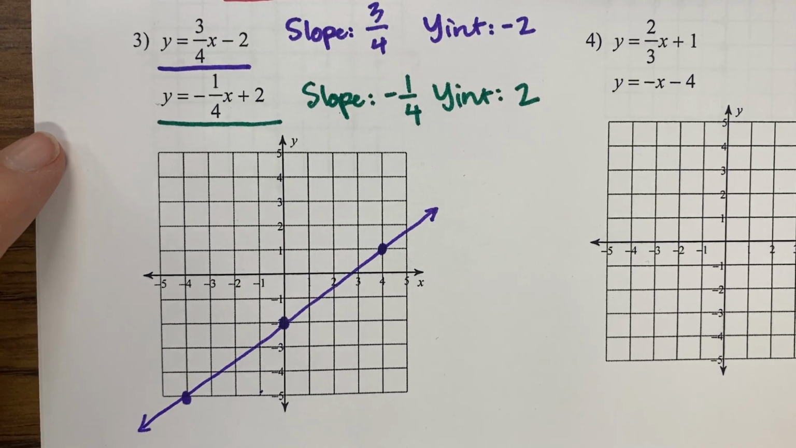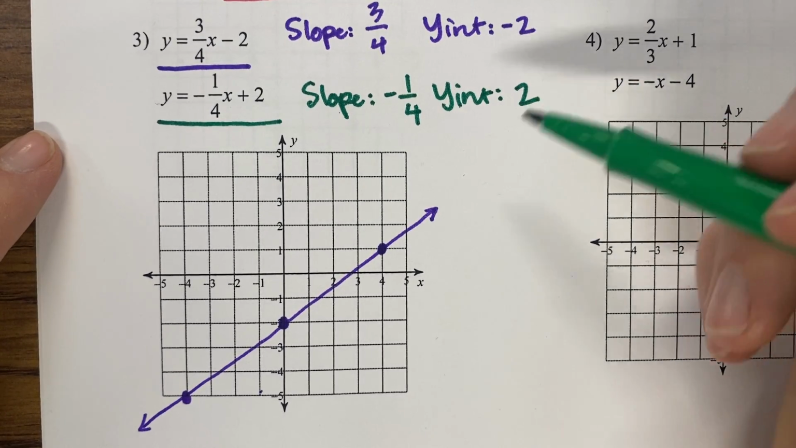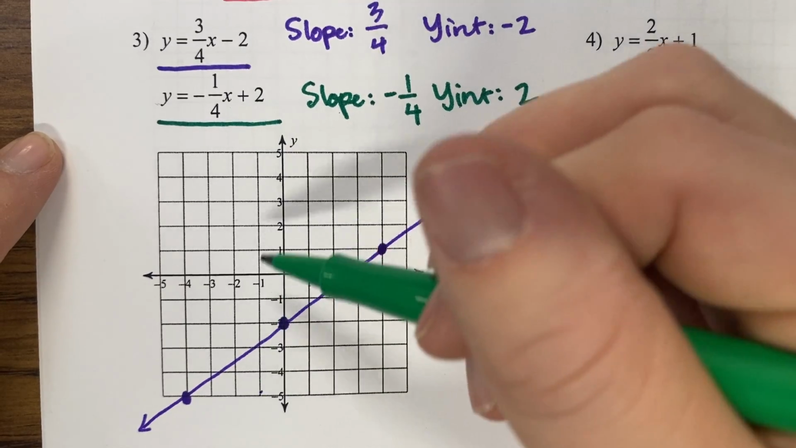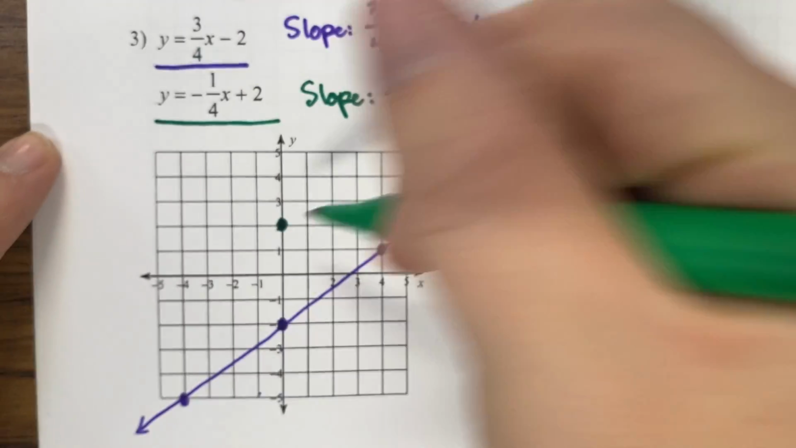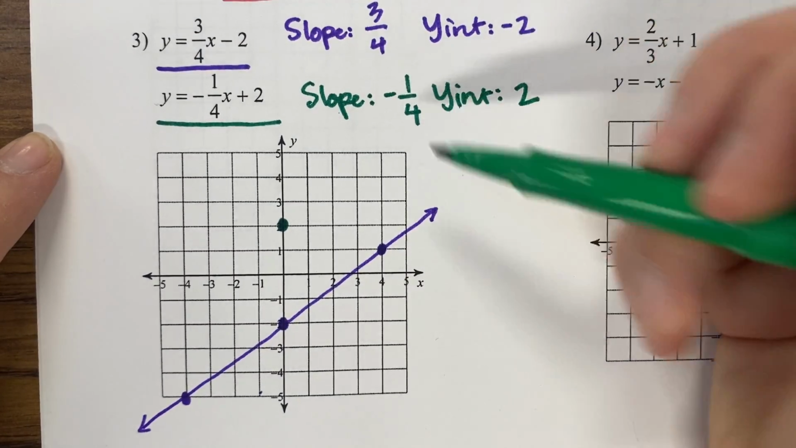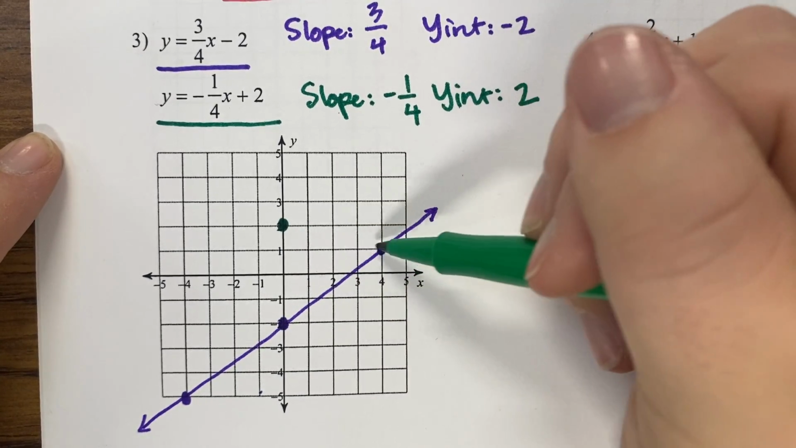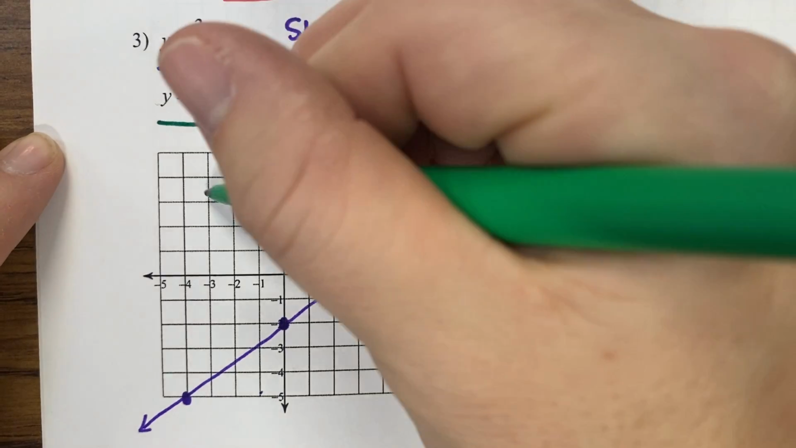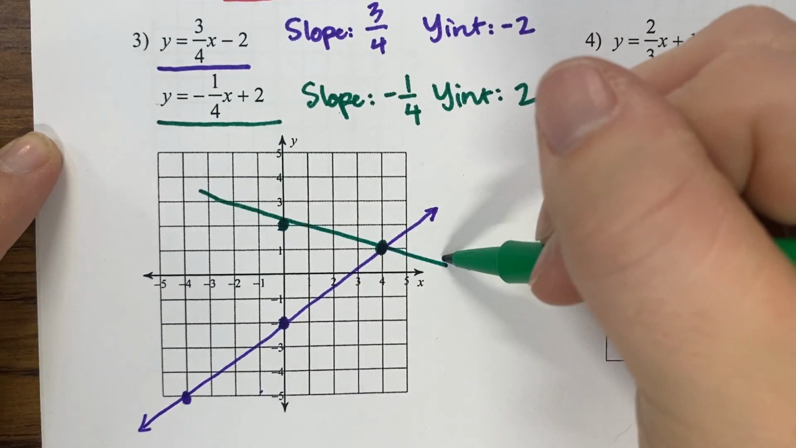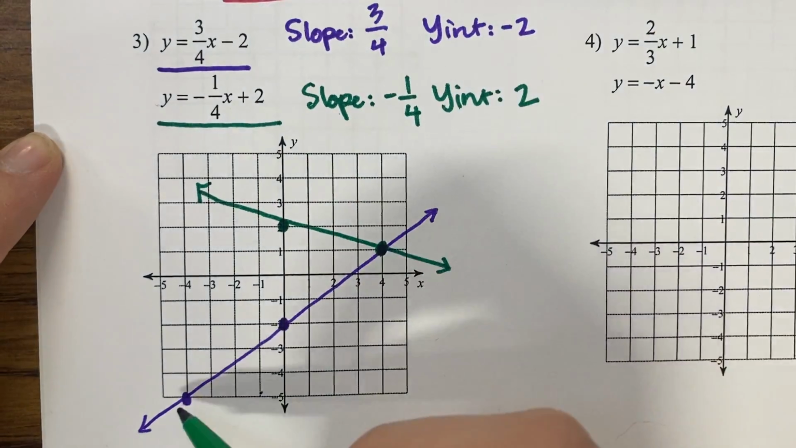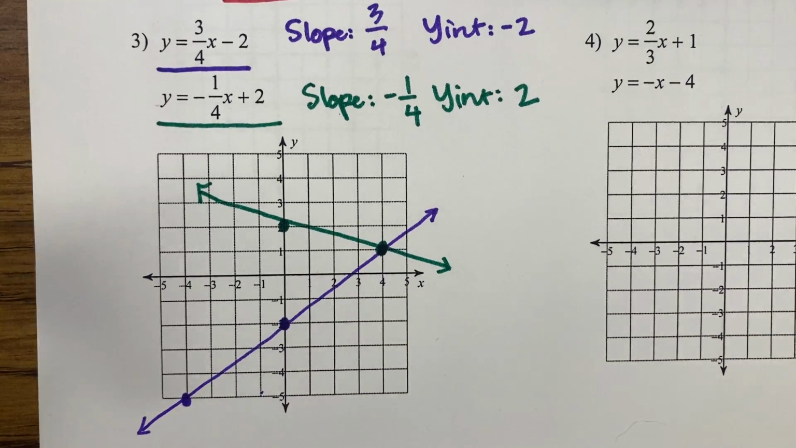Beautiful. Let's go ahead and graph this guy. My y-intercept is +2, so find +2 on your y-axis. And now our slope is negative, so we're going to go down 1 and over 4. 1, 2, 3, 4. Beautiful. Turns out we didn't need to put that extra point, but it's always a good idea.